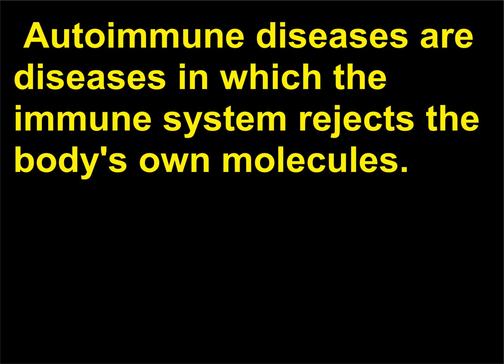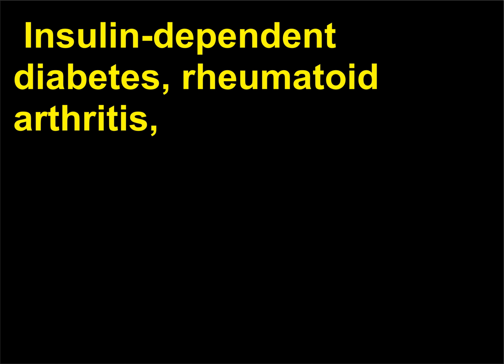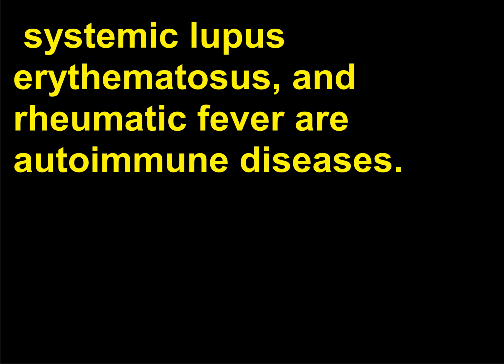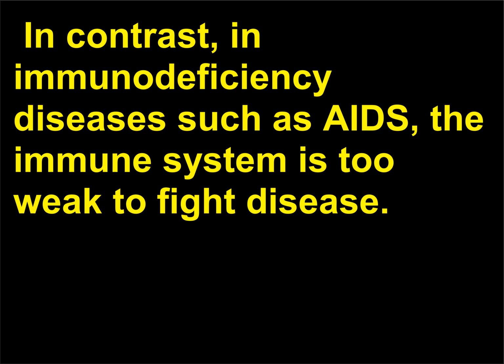Autoimmune diseases are diseases in which the immune system rejects the body's own molecules. Insulin-dependent diabetes, rheumatoid arthritis, systemic lupus erythematosus, and rheumatic fever are autoimmune diseases. In contrast, in immunodeficiency diseases such as AIDS, the immune system is too weak to fight disease.